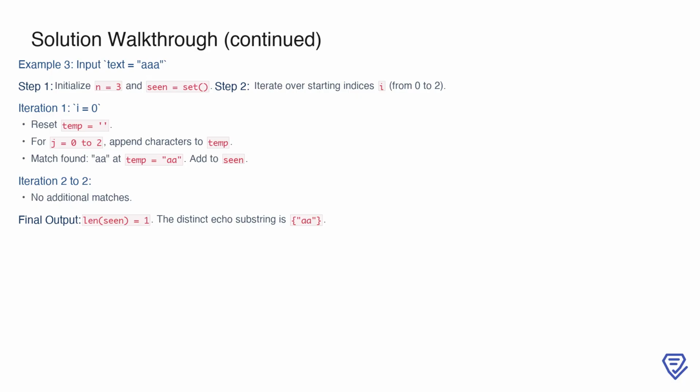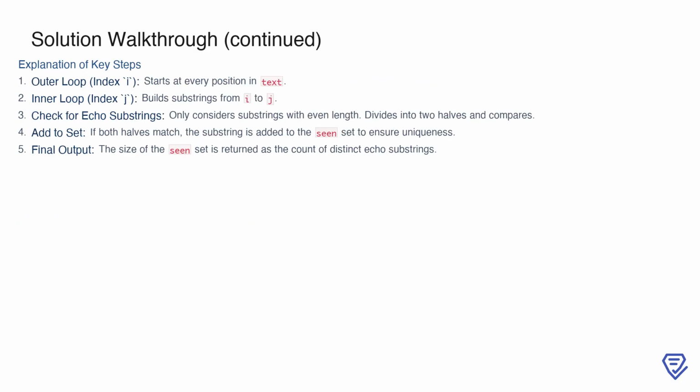This approach relies on a systematic process involving 2 nested loops. The outer loop iterates through every starting index i in the string, while the inner loop builds substrings by appending characters one at a time from index i to j. To determine if a substring is an echo substring, we ensure it has an even length, divide it into 2 halves, and compare the 2 halves. If they match, the substring is added to the seen set, which automatically ensures uniqueness because sets do not allow duplicate entries. Finally, the size of the seen set is returned, representing the count of distinct echo substrings in the input string.